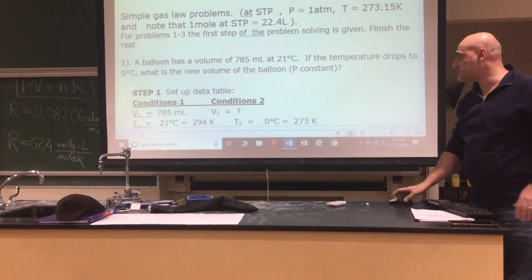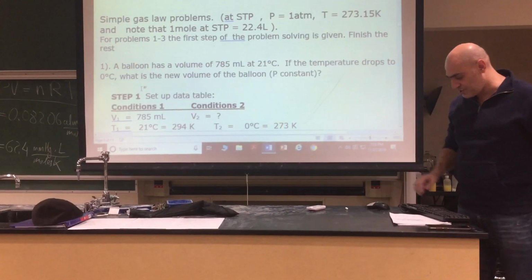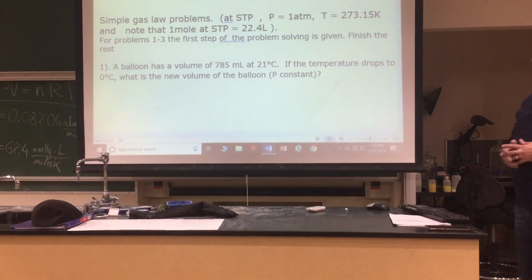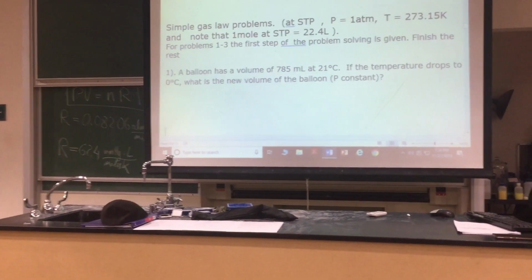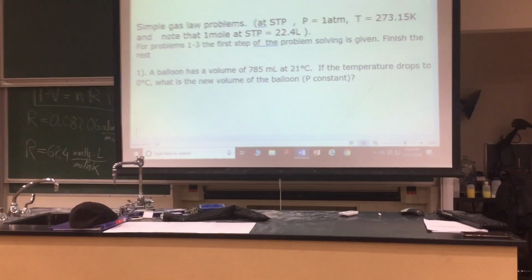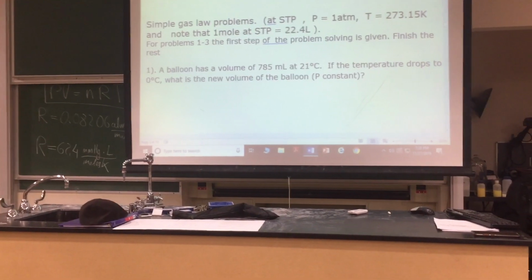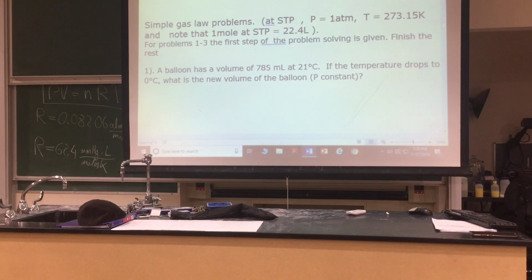Let's take a look at this. Question number 1. What steps do we take? How do I start this question? But let's read the question first. A balloon has a volume of 785 milliliters at 21 Celsius. Okay, to start with. And then they're talking about if the temperature drops to 0 Celsius. Right? What's the new volume of the balloon?